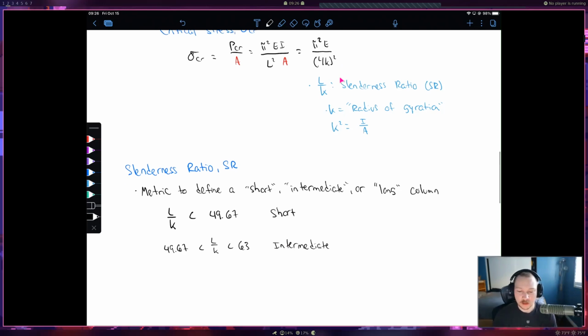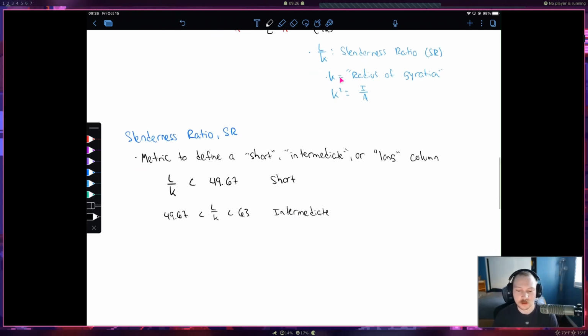Okay, so we have short and intermediate. Intermediate is between 49.67 and 63. And then a long column is where L divided by k is greater than 63. So that's how we're going to define if we have a short, intermediate, or long column.